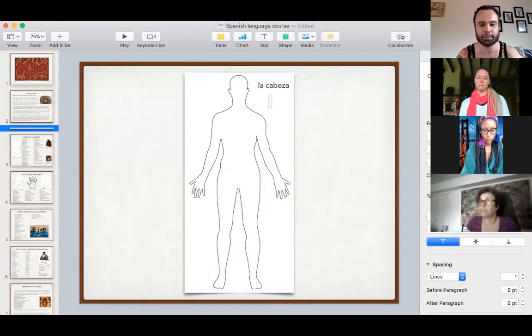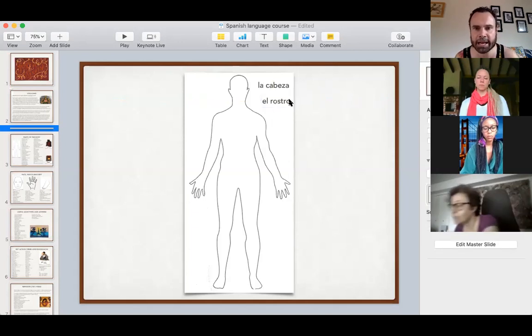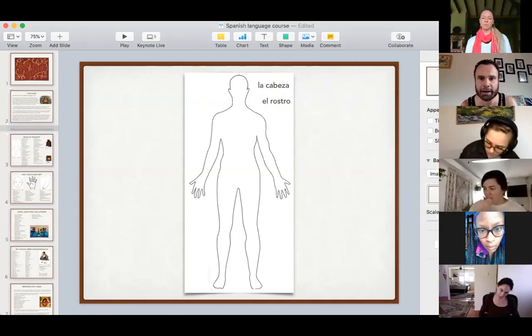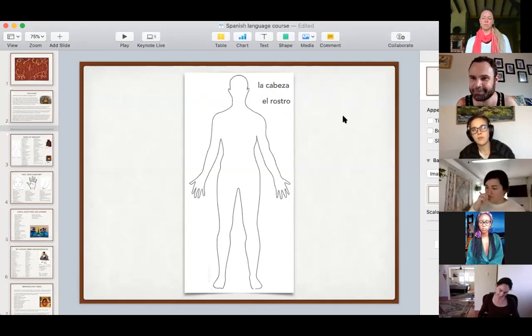To give you an example, el rostro. So el rostro is a word for your face in Spanish, right? So it ends with an O, and therefore the probability is that it's going to be masculine. La cabeza ends with an A, so the probability is it's going to be feminine. All right? Question?